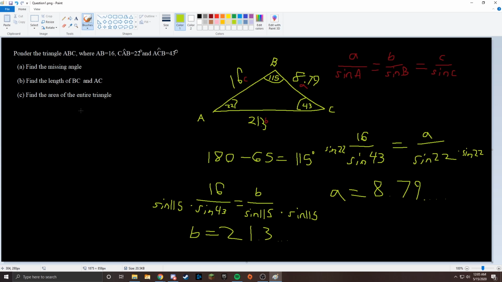Now, we need to find the area of the entire triangle. Now, if you have a right angle, then you're going to want to use the height and the base to figure it out. But because we have an obtuse angle, we're going to want to be using a different formula. So this area of a triangle formula works for any triangle, and it is pretty simple.